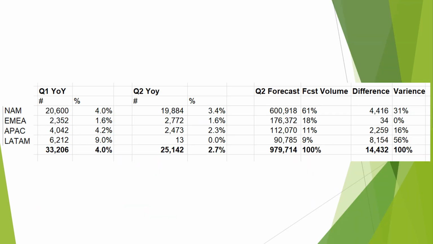Transposing that to our other regions, again, Latin America has the biggest difference and the highest variance. So Latin America has the lowest increase of sales in Q2 year on year and the highest variance.